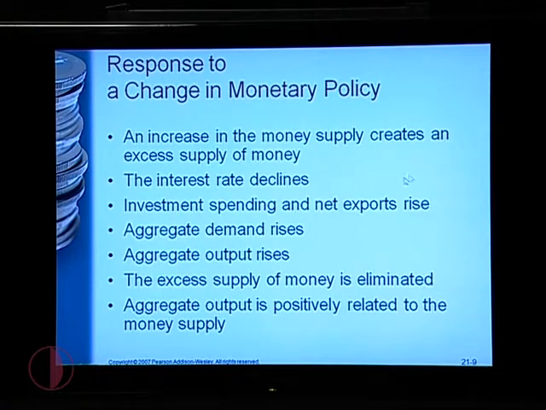Response to a change in monetary policy: an increase in the money supply creates an excess supply of money. The interest rate declines, investment spending and net exports rise, aggregate demand rises, and aggregate output rises. The excess supply of money is eliminated. Aggregate output is positively related to the money supply.